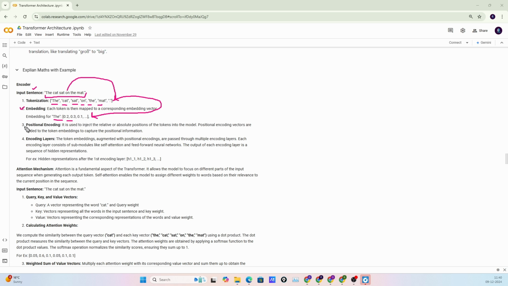Then the third step is the positional encoding. With positional encoding, we add the positional or order information, and I already explained this in the previous video and at the start of this video. We add the positional information by using sine and cosine functions. Then we have the encoder layer, and in the encoder layer we have the multi-head attention or self attention, the feed forward neural network, and the residual connection as well.